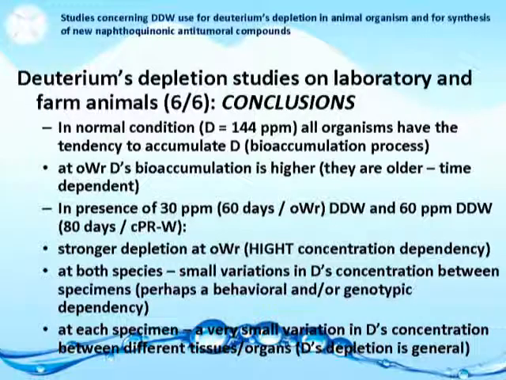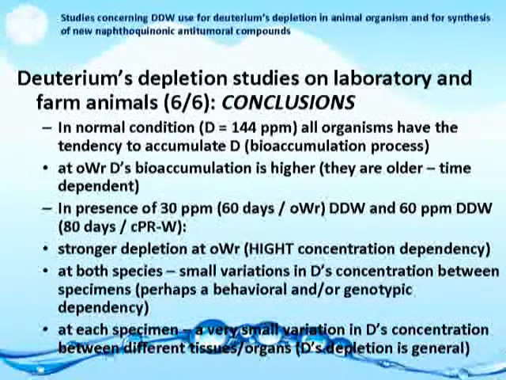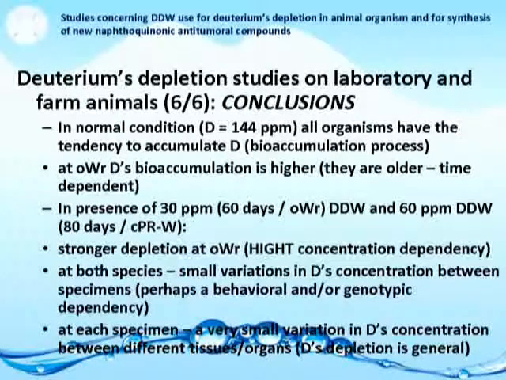Regarding our new antitumoral compounds, I will not insist on the reason for using deuterium depleted water because it was shown previously by Mr. Chomlier and Mr. Yang why it is better to use hydrogen and not deuterium. So we use deuterium depleted water as solvent for transition metals, nickel, copper and cobalt salts, in order to decrease the deuterium content of our new organometallic compounds.